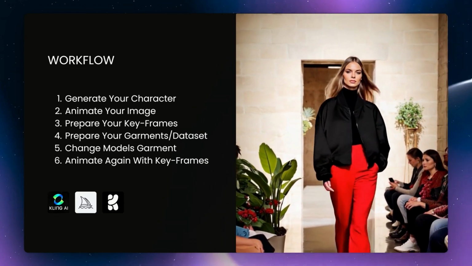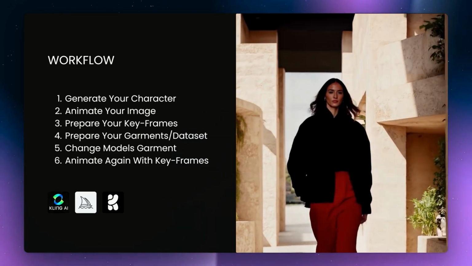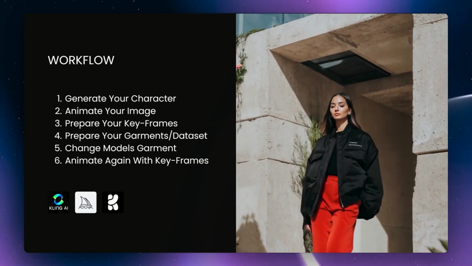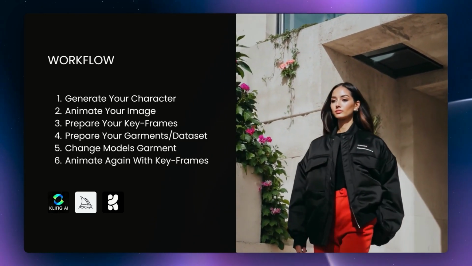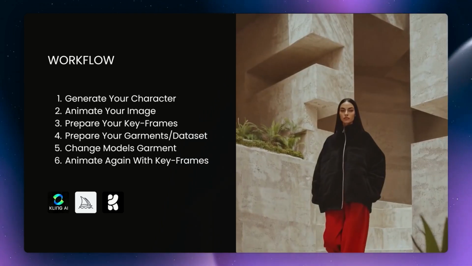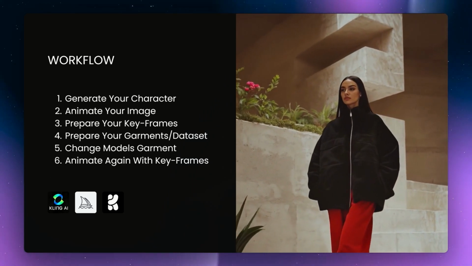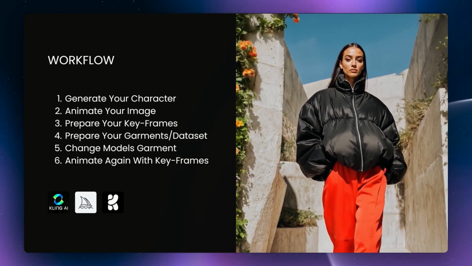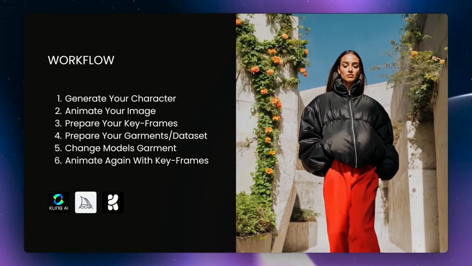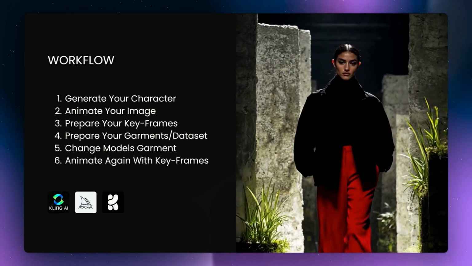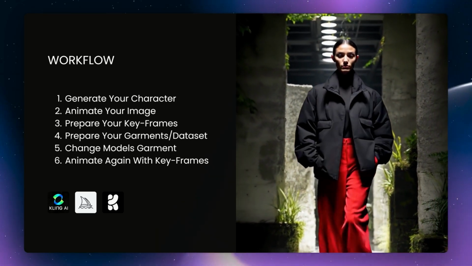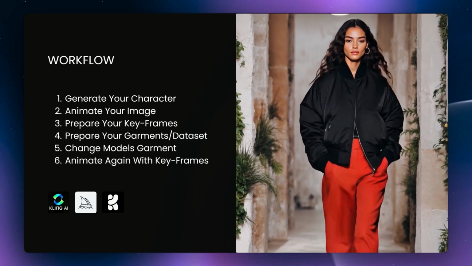First, we're going to generate our character, then we need to animate the image, and afterwards preparing the keyframes, which I'm going to show you how to do. And then we need, of course, also to generate and prepare the garment. So the object, whether it's a jacket, pants, or any other object that you want to then apply in step number 5 on our human character. And number 6 at the end is then, of course, bringing everything together and animating everything.